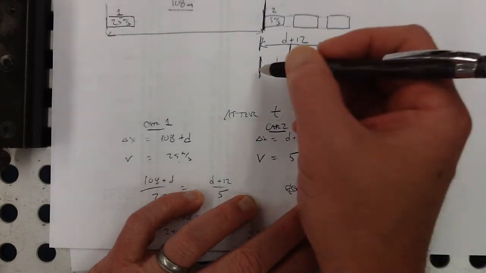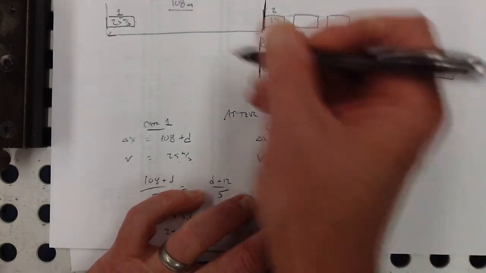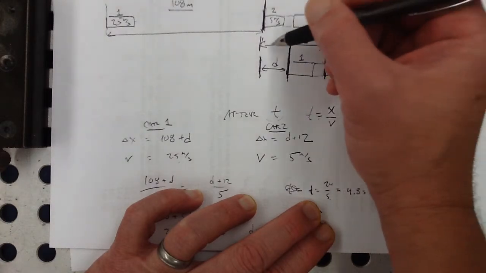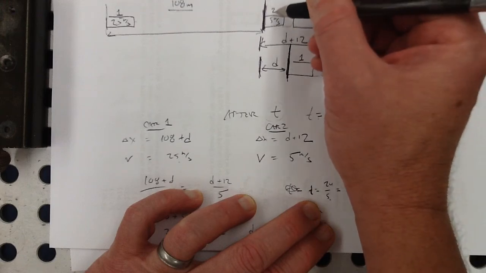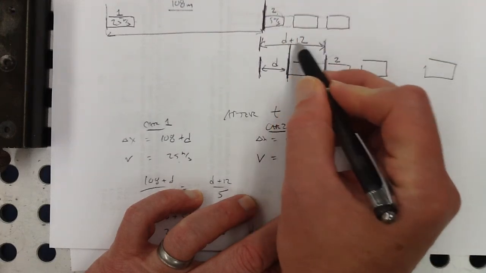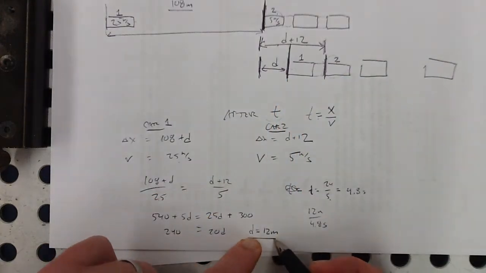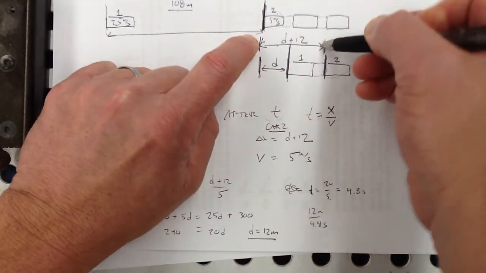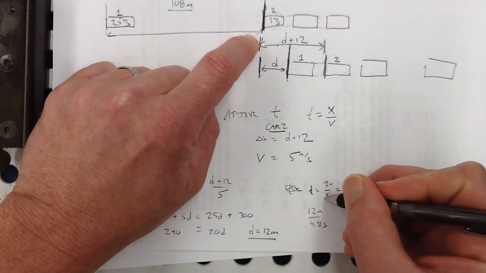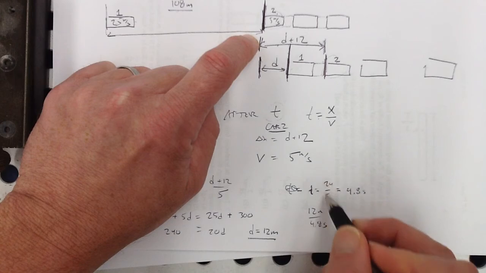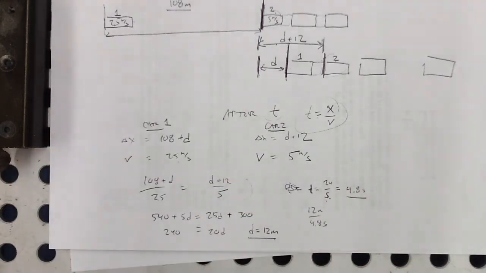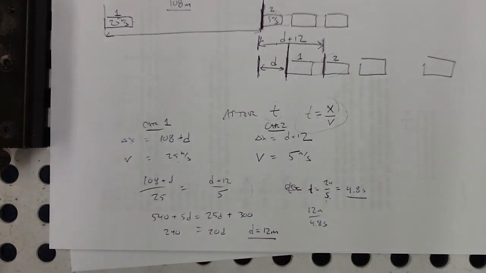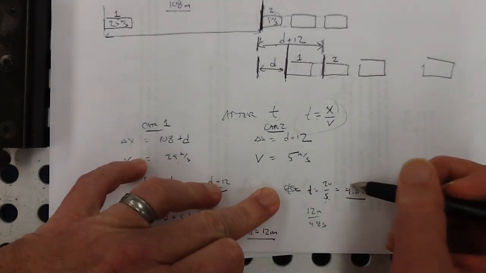If we wanted to figure out how long that took, you could use either car. But here I figured out that in that time, car 2 went from here to here, which is D plus 12, or 24 meters, since we now know what D is. And that happened at 5 meters per second. So I did the same little equation that I set up here, to figure out that took 4.8 seconds.